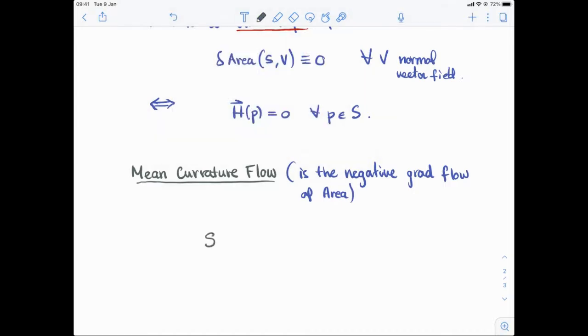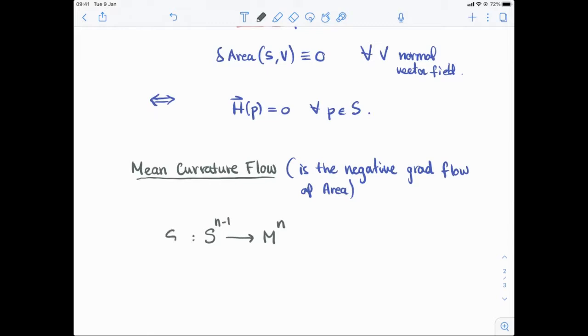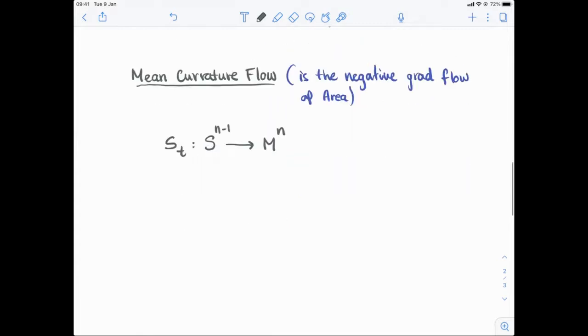So the mean curvature flow starts with a surface. Let's say that is a surface in a manifold. You can think of a hypersurface in an ambient manifold of dimension n. And then the mean curvature flow is a function of time, a one-parameter family of these inclusions, if you like, that at time 0 is the identity. So it just gives you the surface that you start with.